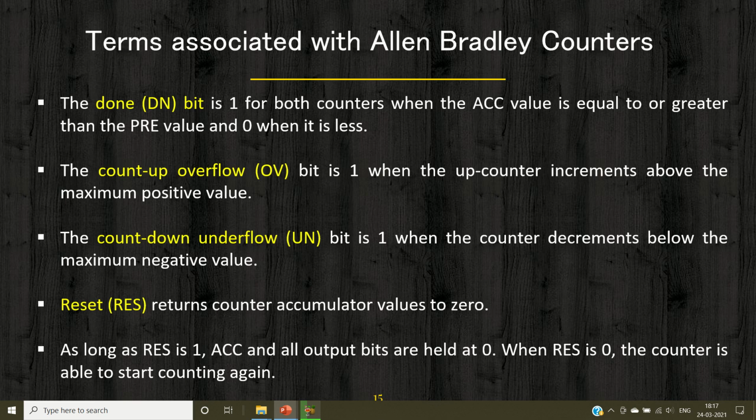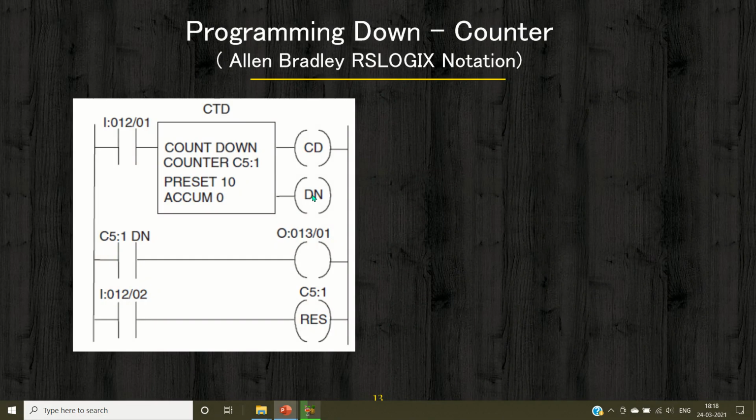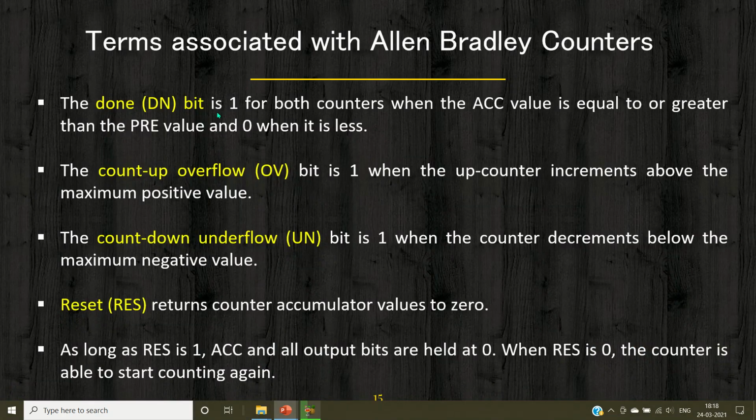Now let us see what the other terminologies are. Next, the DN bit. You can remember this was the DN bit. The DN bit is 1 for both types of counters when the accumulated value is equal to or greater than the preset value. So whenever your counting job is over, that means the accumulator has accumulated whatever preset value you had given, then your done bit will be 1.